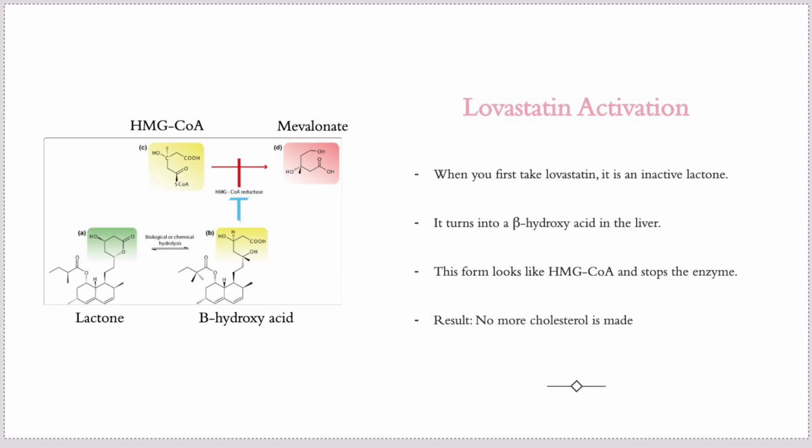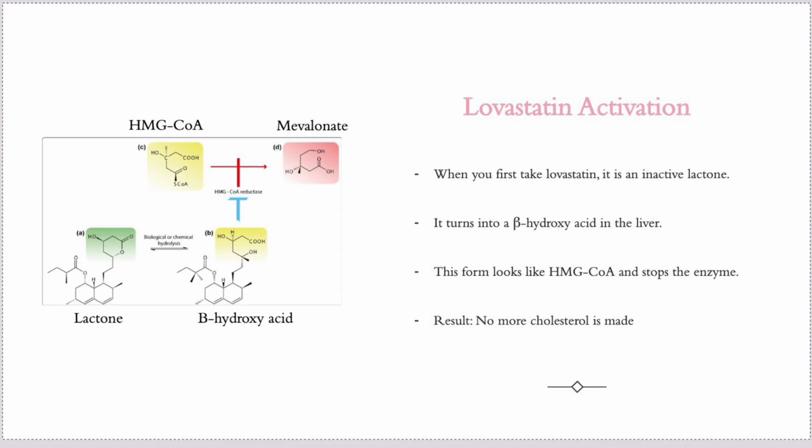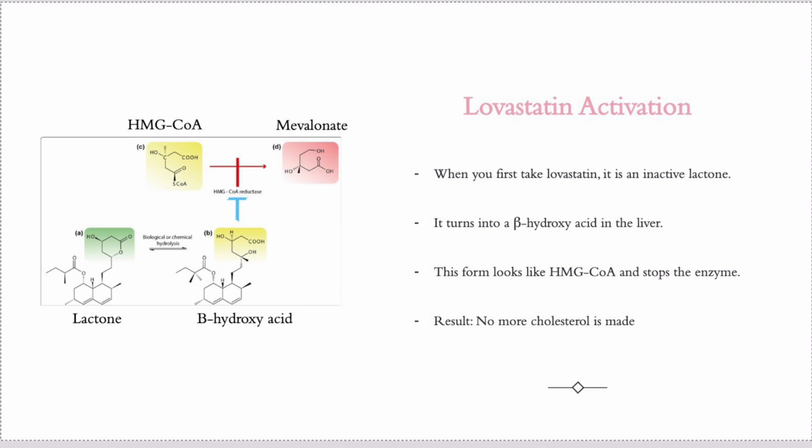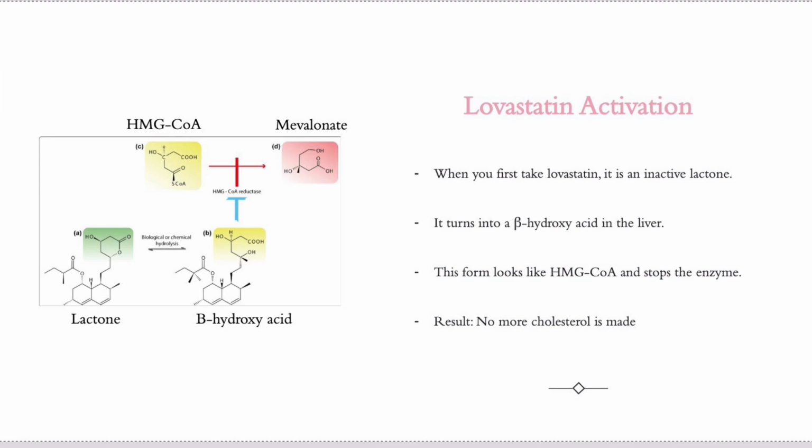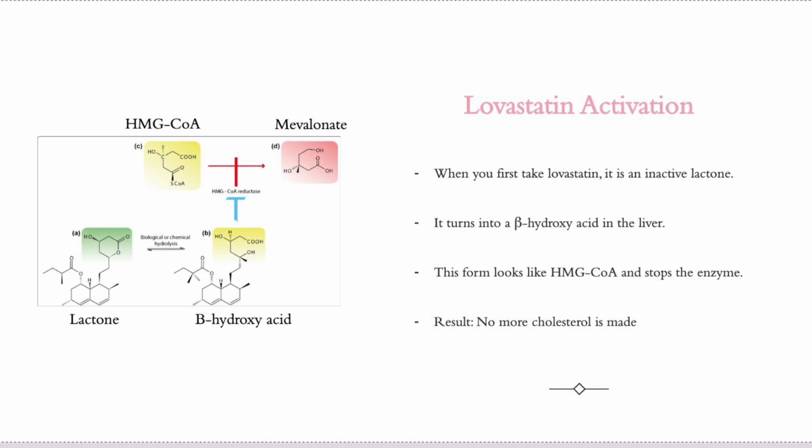This makes it into an active form, which is a beta-hydroxy acid. This new shape is very similar to HMG-CoA, which is the molecule that the body normally uses to make cholesterol. It can take the HMG-CoA's place and stop the enzyme from doing its job because it looks so much like it. This causes the cholesterol production to slow down a lot.